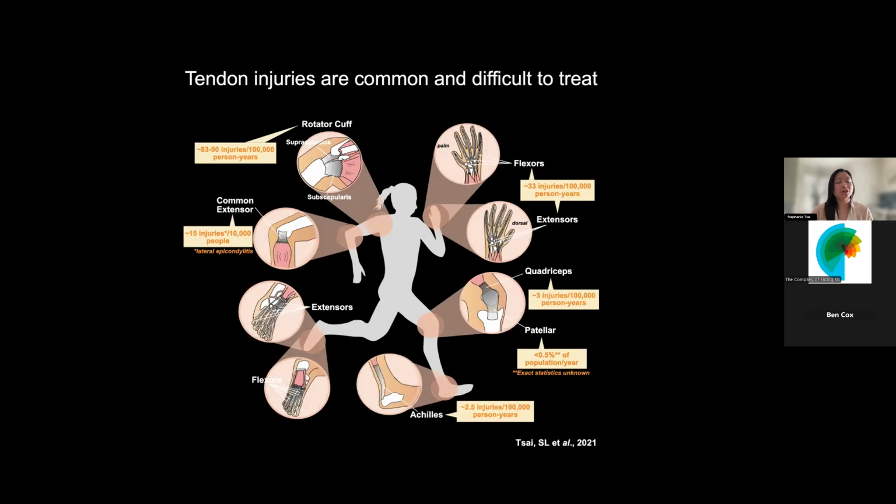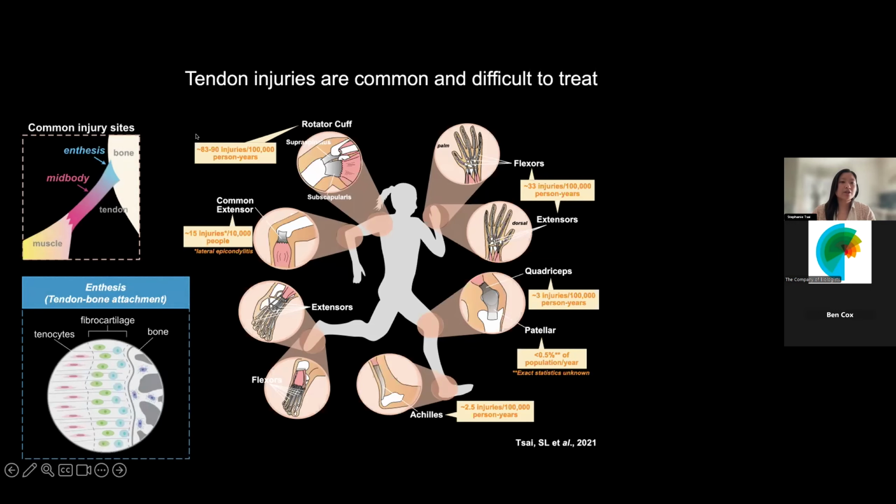So tendon injuries are extremely common and difficult to treat effectively. Some of you may have personal experience with a tendon injury, so you might know this firsthand. Here I'm just showing you some of the most commonly injured tendons across the body, including flexors and extensors in your hands and feet, your Achilles, as well as various rotator cuff tendons in your shoulder. The most common injury sites are typically in the middle, which we call the midbody, or at the tendon-bone attachment site, which is called the enthesis.